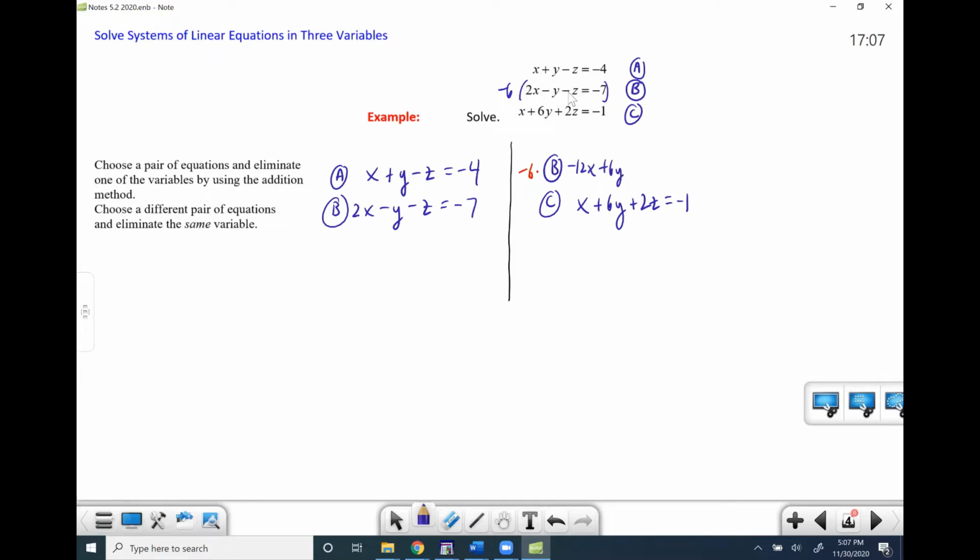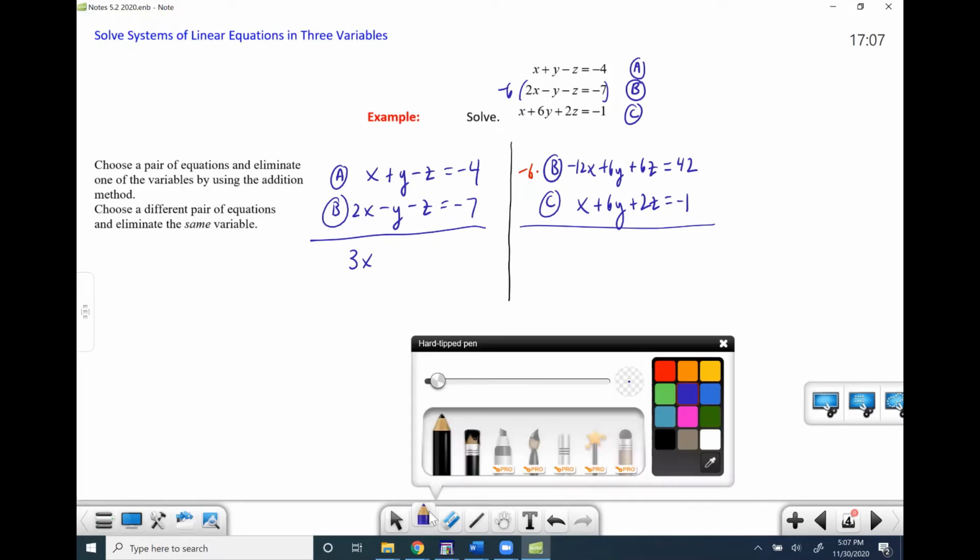A negative times a negative is a positive. And a negative times a negative is a positive. Okay, so everybody got multiplied by -6 in that equation. And now you're going to add downward, just like we did last section. So when we add downward, 1 plus 2 is 3, and your y's will cancel.